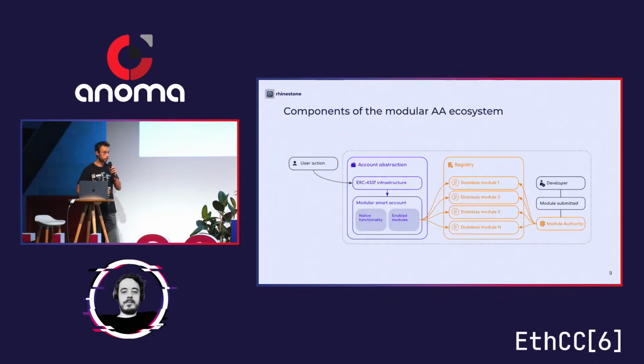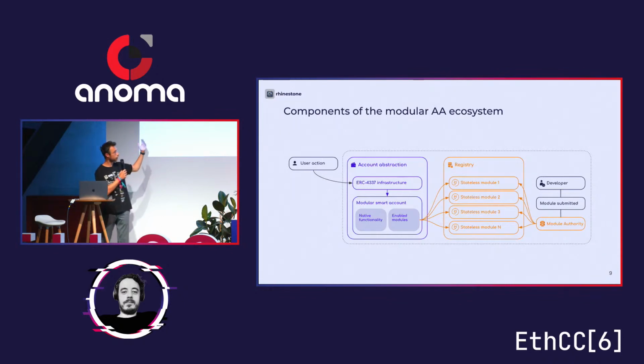So how do we envision this ecosystem of modular smart accounts to work? What are the different components that we think are being built and need to be built in order for this to actually be ready to be used by the mainstream of Web3 users? So obviously, this is a chart. You can read it from both sides.